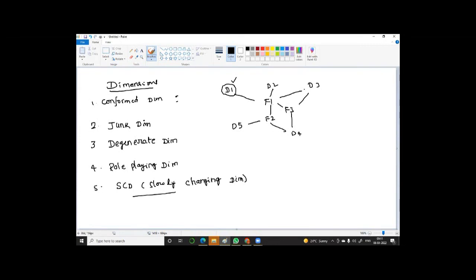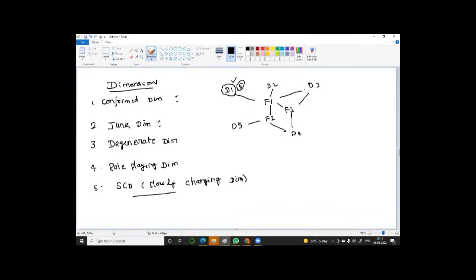It means if you see from F1, D1 is D1 only. Let us say D1 has some quantities, 5 quantities. So 5 quantities only it is having. If you see from F3 point of view, F2 point of view, if D1 is same out of all points of view, then it is called conformed dimension. Junk dimension.